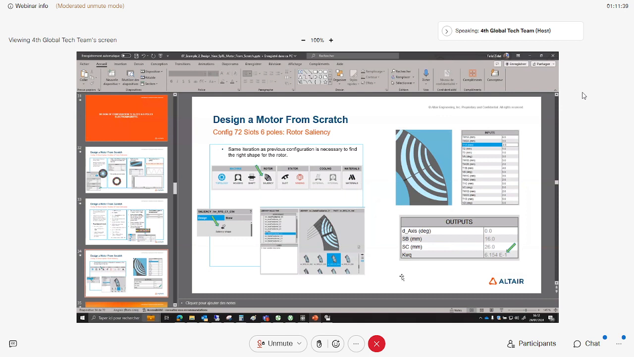Then we are going to make the test. So once again, since we are going to change the number of poles, you have to make some ping pongs in order to choose the right shape and to keep the right insulation factor KWQ.